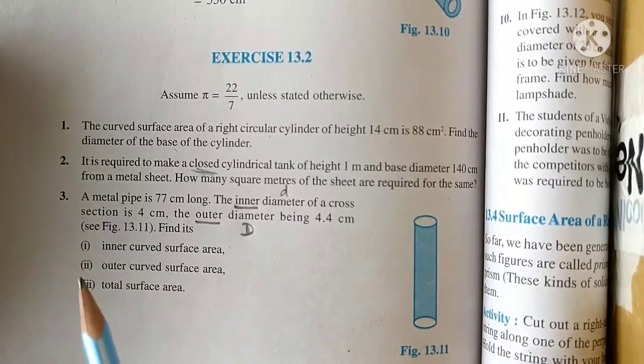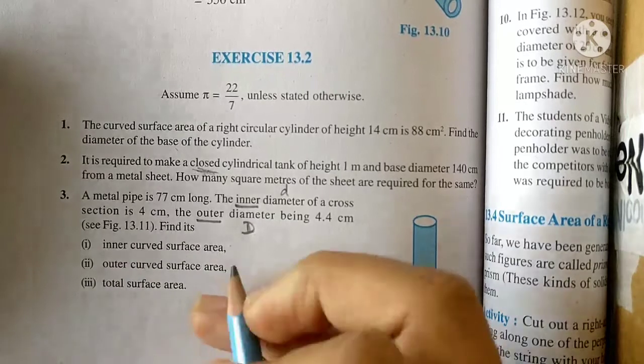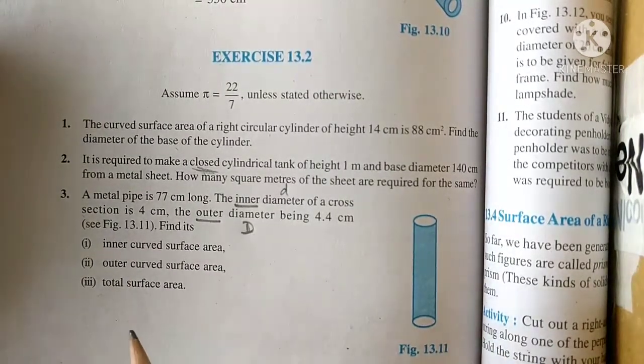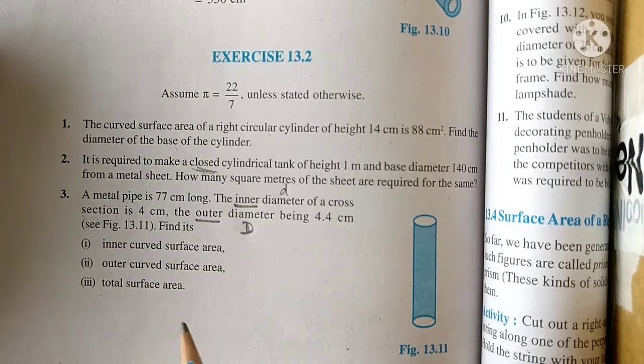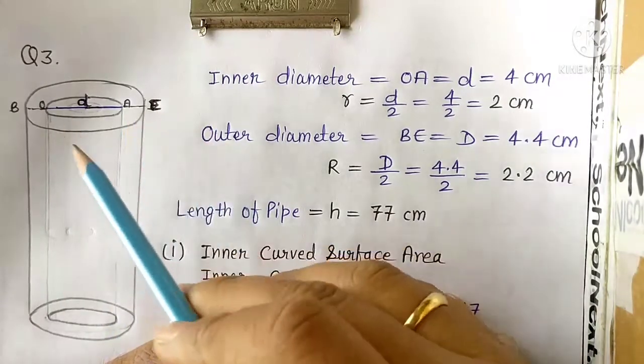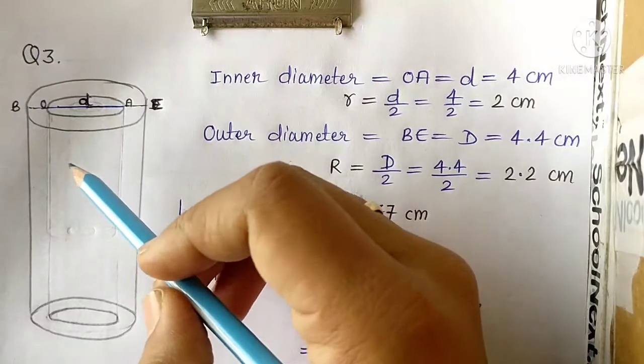Remember this thing. Now what things do we have to find out? First we have to find out the inner curved surface area, or you can say inner CSA, then outer CSA, and at last we have to find out the total surface area, it means TSA. So let's solve this question in the copy. As you can see here, I have drawn this figure in the copy. First you pay attention to this figure only.